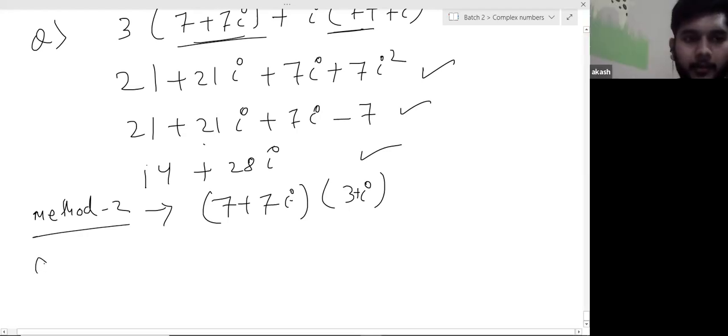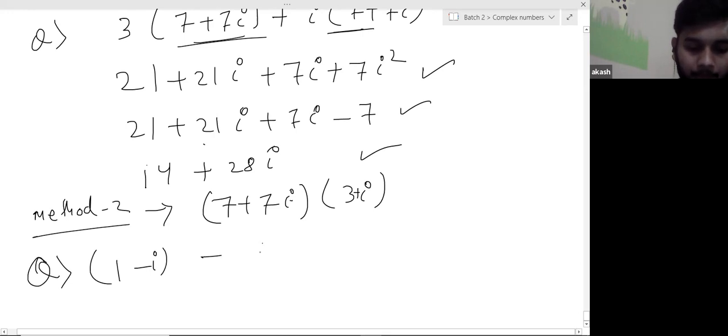All right. To this question, 1 minus i minus 1 plus 6i. Try to solve this. Okay. Standard form.